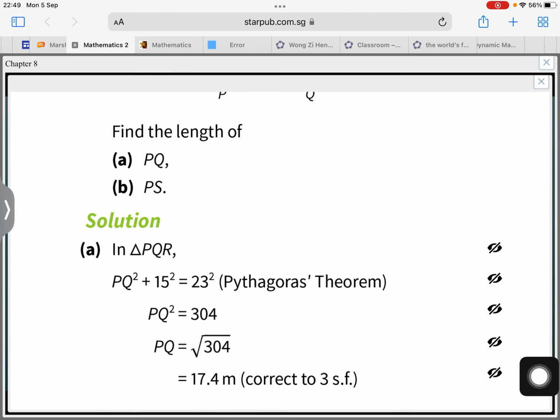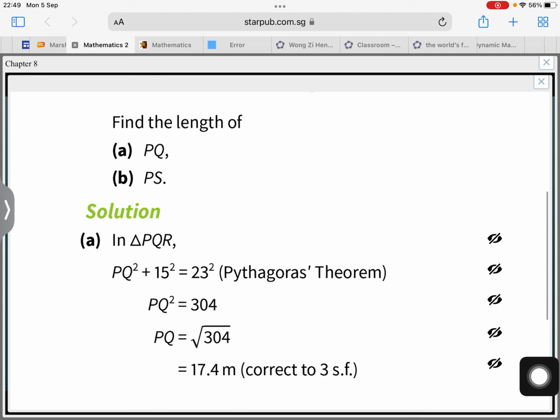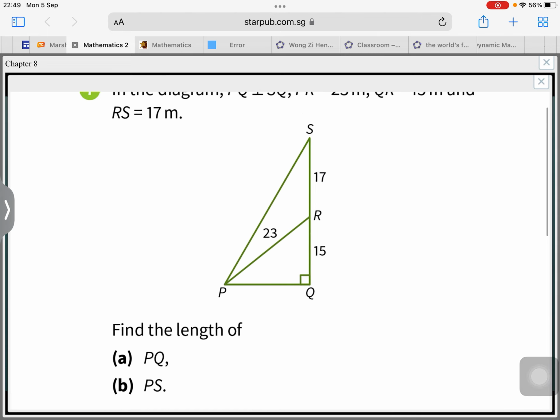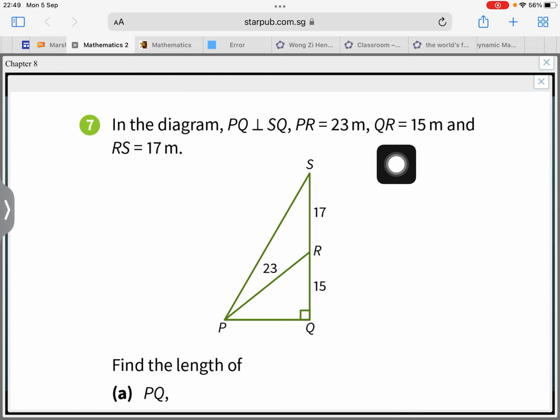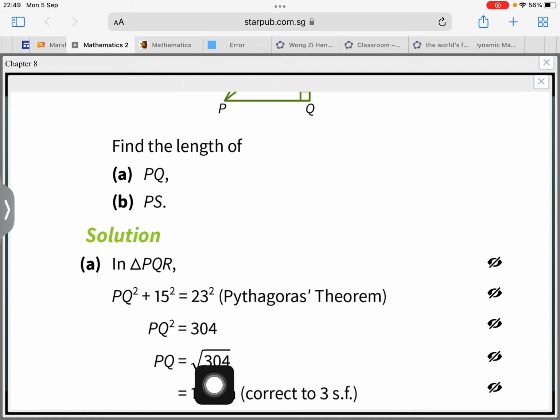Reject the negative 17.4. Things to take note of are the units. In this case, the question gives everything in meters, so the answer will be in meters. In the previous question, everything was in cm, so you just make sure that you give everything in cm.